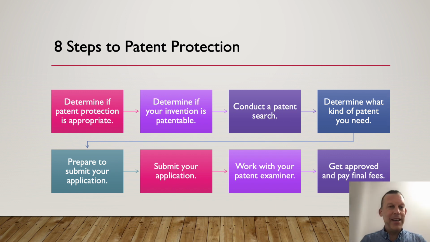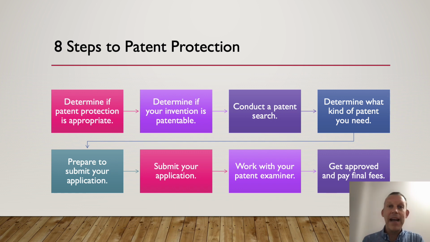So it's 8 steps. And the first thing to do is we need to determine if patent protection is appropriate. Like we said in the last class, the Coca-Cola formula is not patented. And they have chosen as a company that it is not appropriate for a patent.